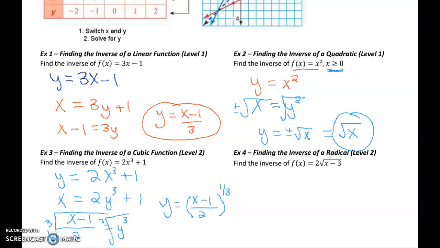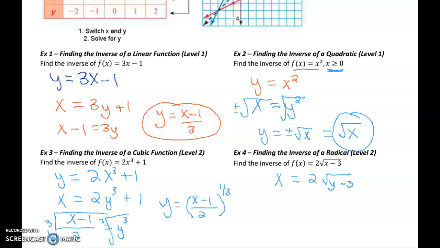Okay? And then lastly, if we have a radical, we're going to switch x and y right away, cutting out that intermediate step. So x equals 2 times the square root of y minus 3. So now we're going to solve for y.